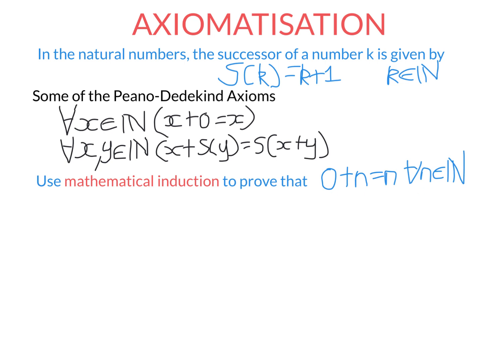See, one of the Dedekind-Peano axioms is that x plus 0 equals x. But that's different to 0 plus n equals n. So this alone doesn't prove that 0 commutes with every element. So we're actually going to prove that it doesn't matter whether 0 is first or second in the addition, it's still the additive identity. And we're going to need these two axioms to prove this.